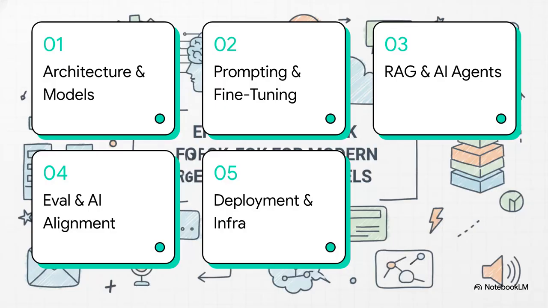Okay, here's our game plan. First, architecture and foundation models. Then, prompting and fine-tuning. Third, RAG and AI agents. Fourth, evaluation and AI alignment. And finally, deployment and infrastructure. We're literally tracing the exact journey an engineer takes.